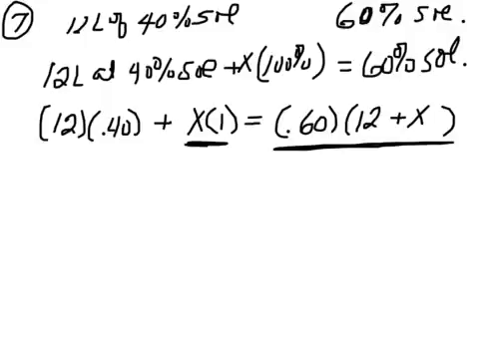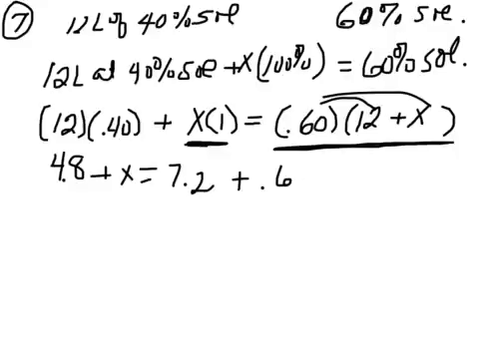All right, so 12 times 0.4 would be 4.8, wouldn't it? Okay, plus X equals, on the other side, 0.6 times 12 would be 7.2. And then I'd have 0.6 times X, so it'd be 0.6X.